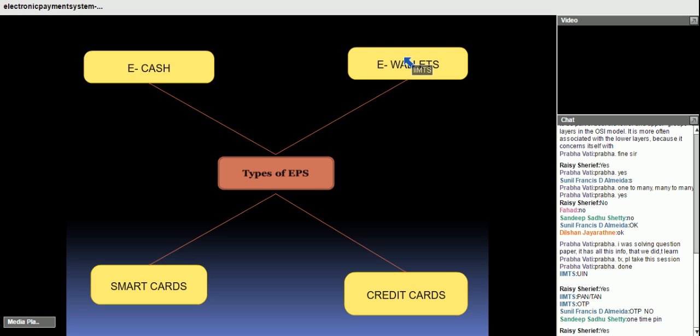Then comes credit cards. A credit card is issued to you by a certain bank, and that credit card will help you. Suppose you want to purchase something from the market and you are short of money in your bank account. Every credit card has a certain limit, so even if you don't have money in your account, you can still purchase anything from the market on the bank's credit. And once you have the money back in the account, it will automatically be deducted from your account. So that is the concept of credit card.